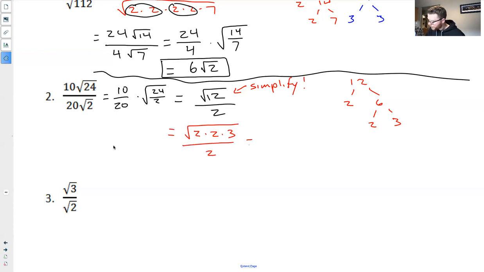I have a pair of 2's, which I will take out. So that gives us 2 root 3 divided by 2. In this case, because the 2 is the coefficient to the root 3, those will cancel, and that will give us a final answer of root 3.